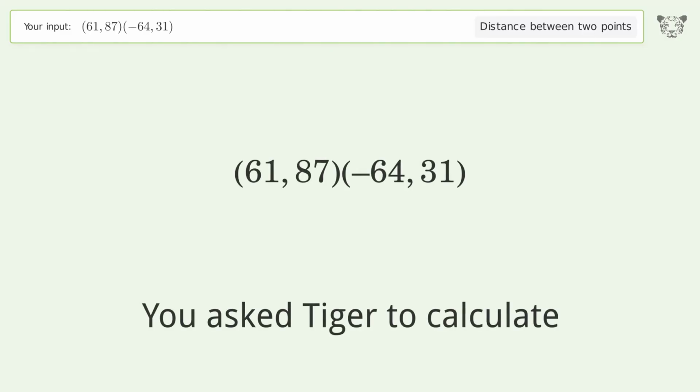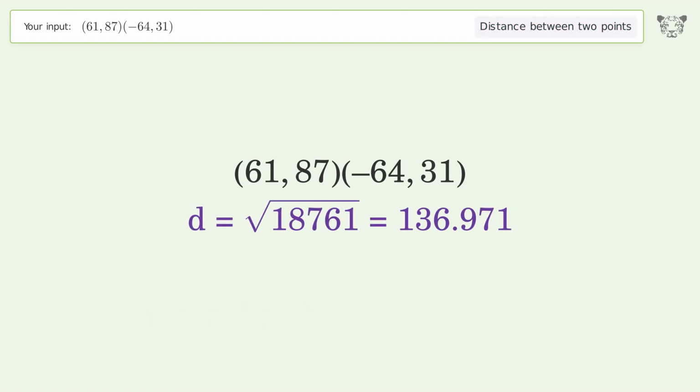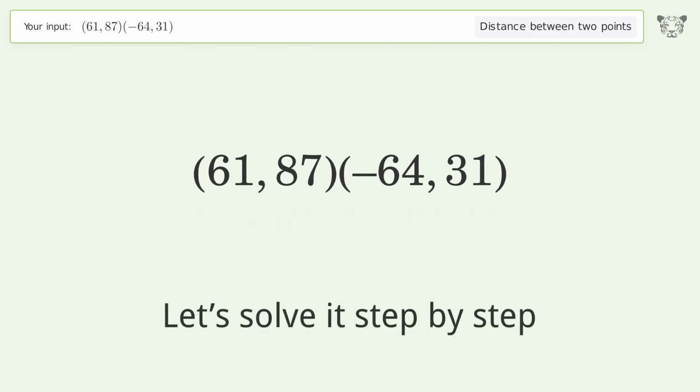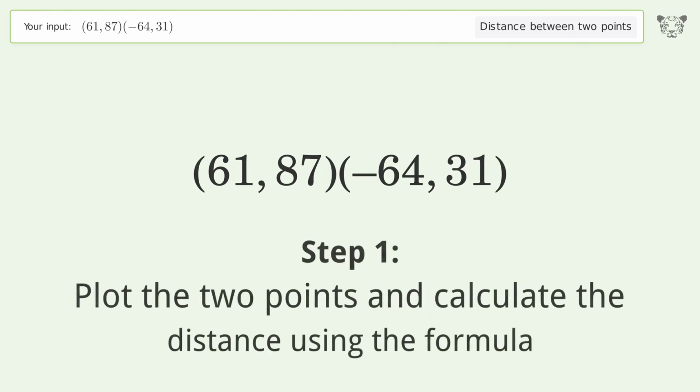You ask Tiger to calculate. This deals with the distance between 2 points. The distance between the 2 points is the square root of 18,761, or 136.971. Let's solve it step by step. Plot the 2 points and calculate the distance using the formula.